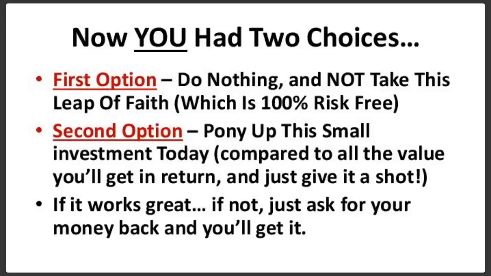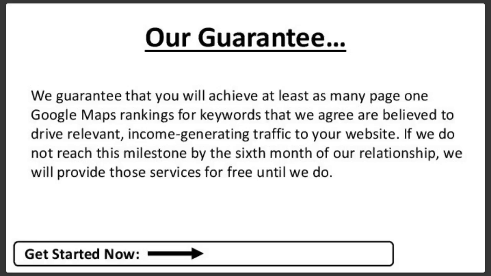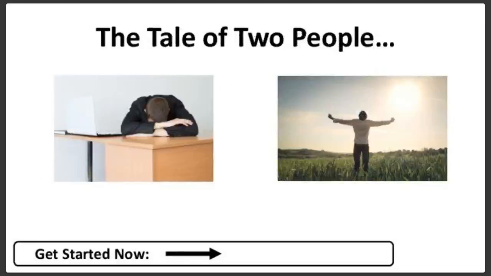And you know what, guys? If it works great, then that's awesome. If it does not, we have a guarantee in place for you guys. Here's our guarantee. We guarantee that you will achieve at least as many page 1 Google Maps rankings for keywords that we agree are believed to drive relevant, again, the keyword here is relevant, income generating traffic to your website. And also, if we do not reach this milestone by the 6th month of our relationship, we will provide those services for free until we do. So there's our guarantee, guys.